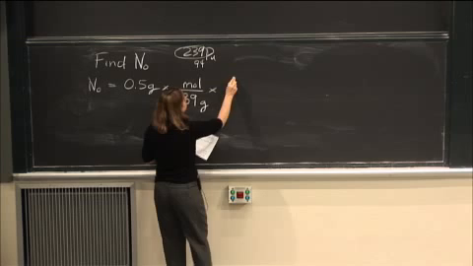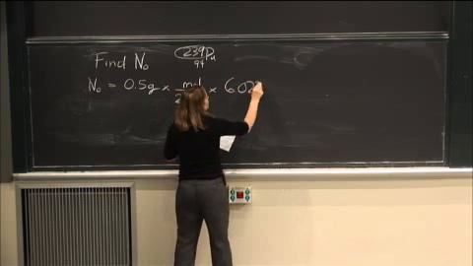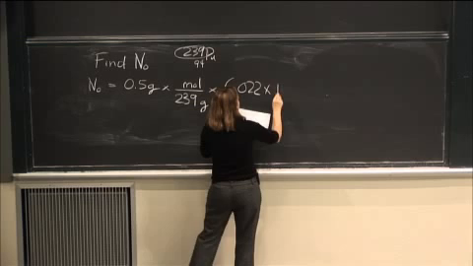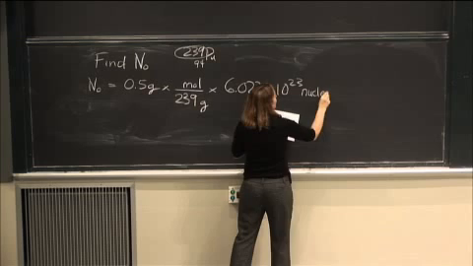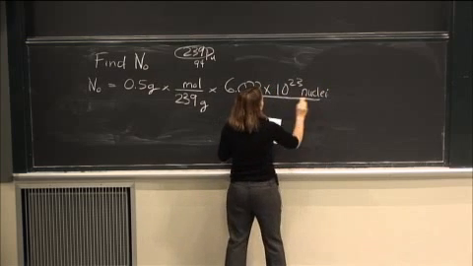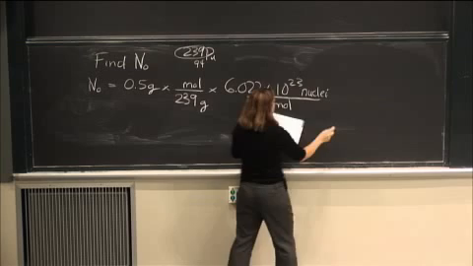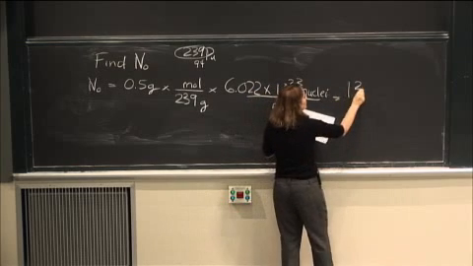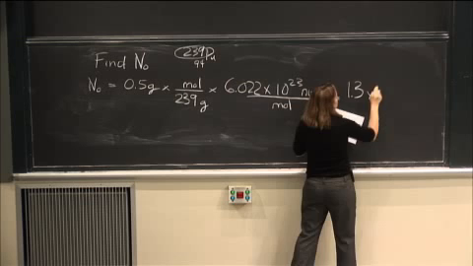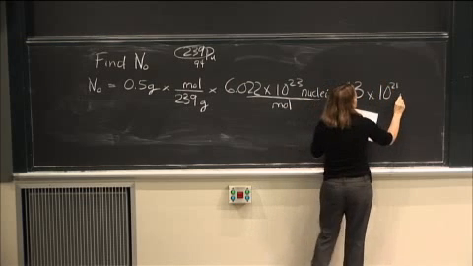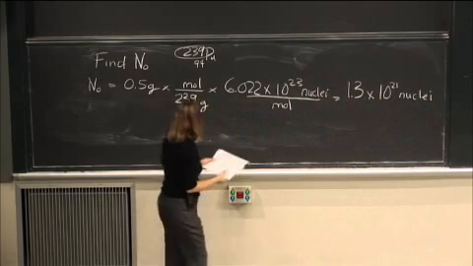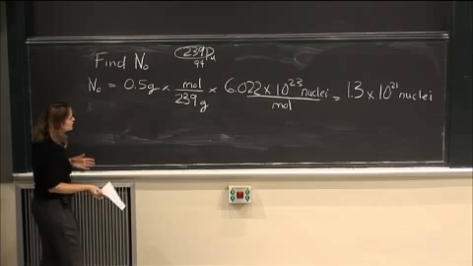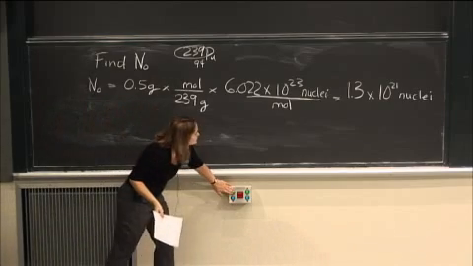Avogadro's number, 6.022 times 10 to the 23rd. This time we're going to talk about it in terms of nuclei per mole. And so that's going to give us 1.3 times 10 to the 21 nuclei. OK, so now we know the original number of nuclei.